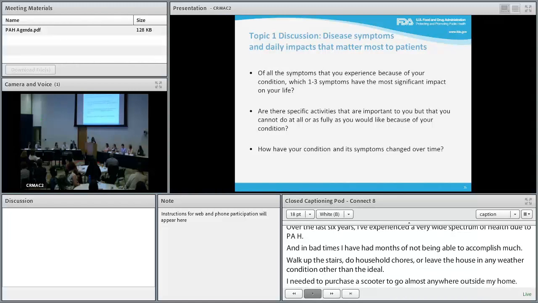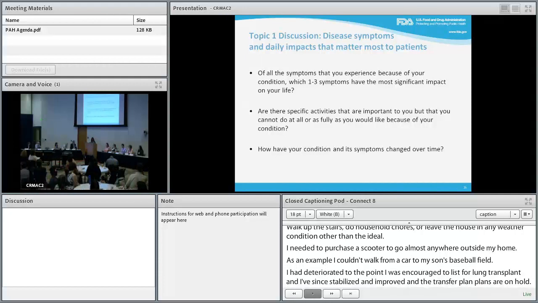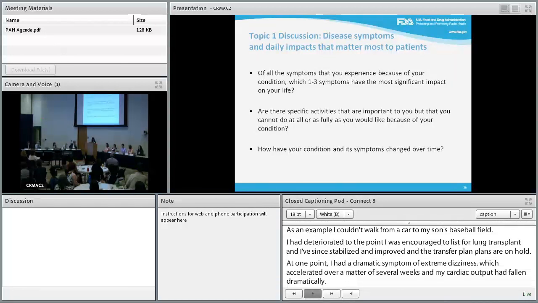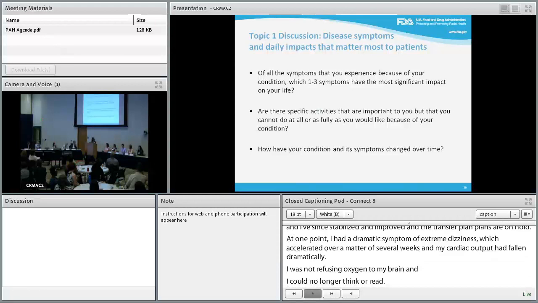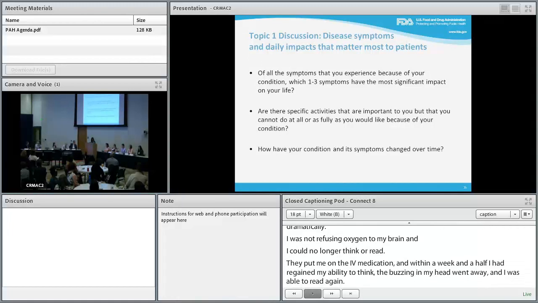I had deteriorated to the point I was encouraged to list for lung transplant, and I've since stabilized and improved, and the transplant plans are on hold. At one point, I had a dramatic symptom of extreme dizziness, which accelerated over a matter of several weeks, and my cardiac output had fallen dramatically. I was not perfusing oxygen to my brain, and I could no longer think or read. They put me on the IV medication, and within a week and a half, I had regained my ability to think, the buzzing in my head went away, and I was able to read again. I am very grateful to have this IV medication. But even on the best days, my life is nowhere near normal.